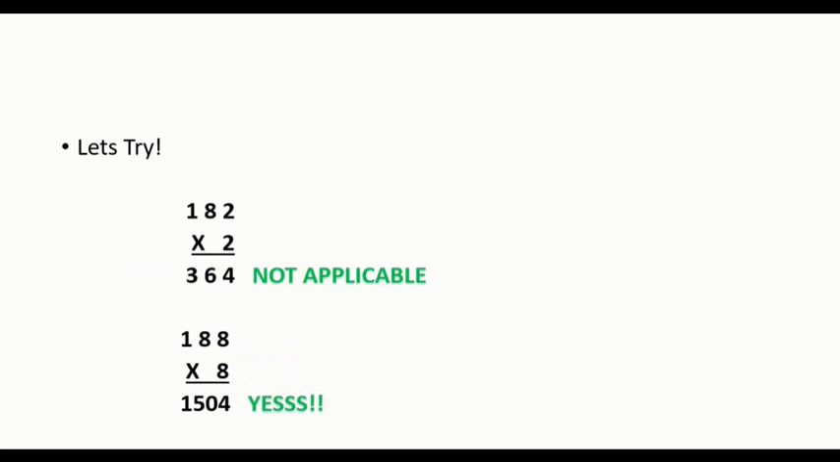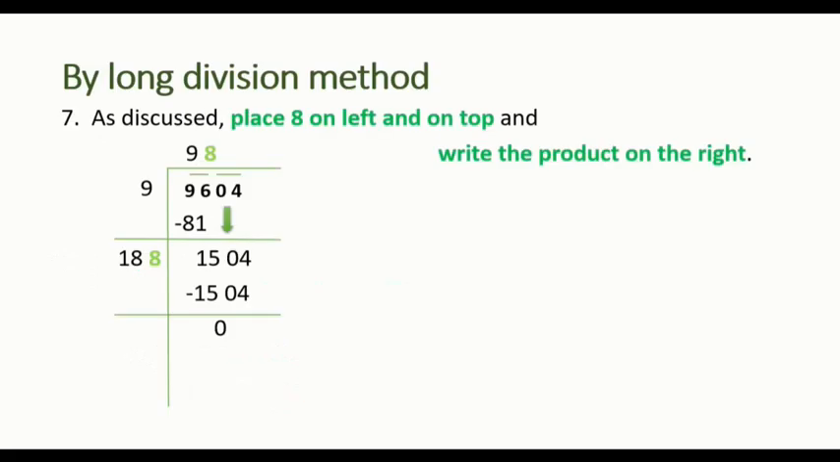So now let's move to the next thing. Now simply, what do we do here? Since our number is 8, we will simply place 8 on the left side as well as on the top, just the way we did in the first step. Remember, in the first step we placed 9 on the left as well as on top. Similarly, we will place 8 on the left as well as on the top. When I multiplied 188 into 8, I got the answer as 1504. That is how I chose 8, right? So by subtracting, I got the remainder 0 finally.